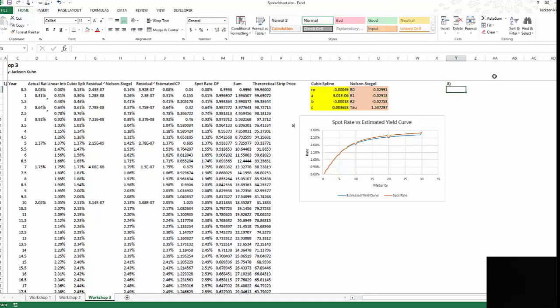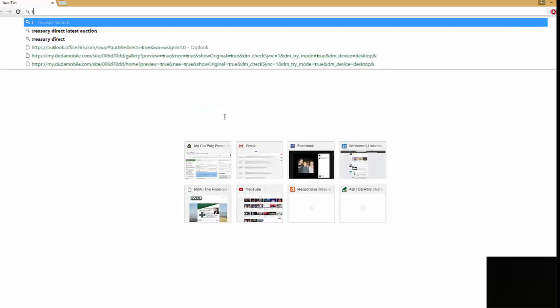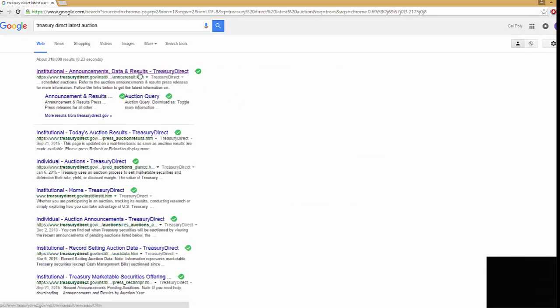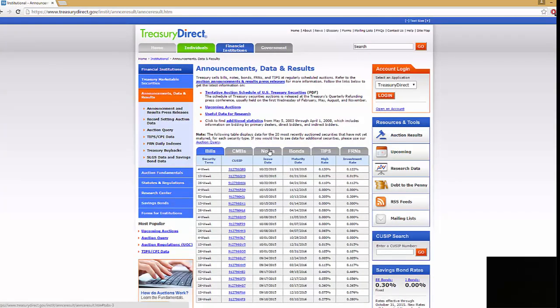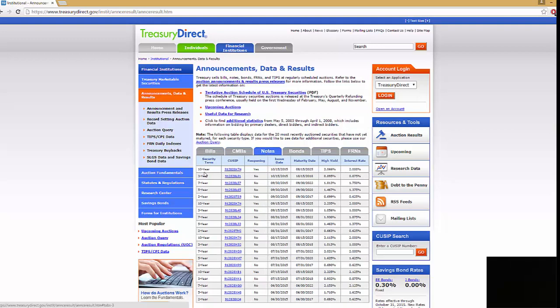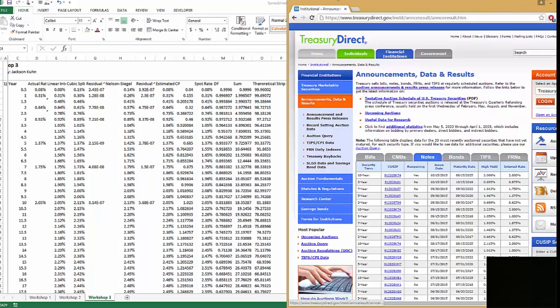And we're going to make a row. Well, first things first, we're going to go to the Treasury Direct website. So you're going to want to go onto your web browser and look up Treasury Direct latest auction, and then it should be the very first one. And then you're going to want to go to the notes one over here, and we see that we have a 10-year bond sold on October 15th for 2015, and it has an interest rate of 2%. So we're going to go and transfer this information.